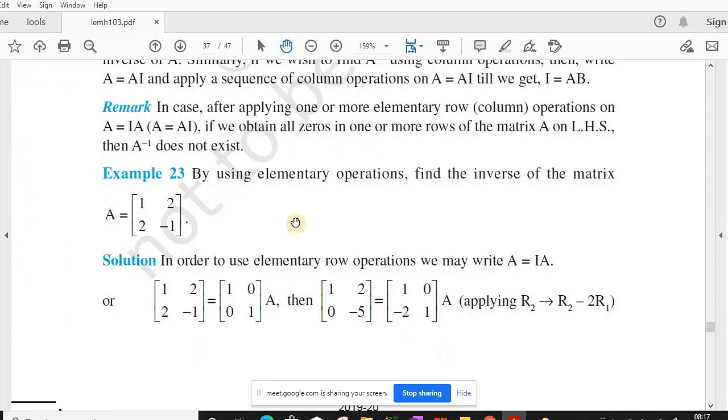Example, then we'll do a few problems. By elementary row operations, find the inverse of this matrix A. In order to use elementary row operations, we may write A equals IA.